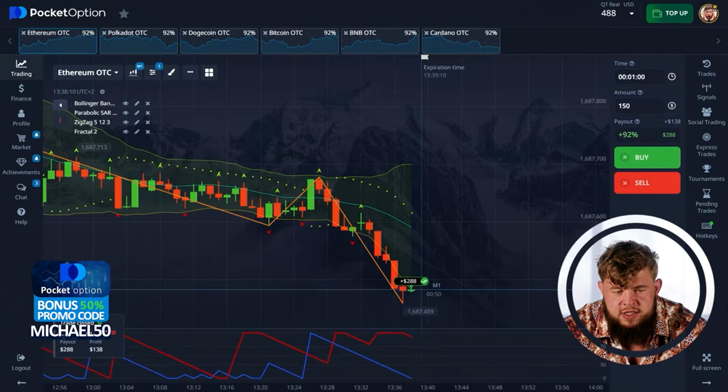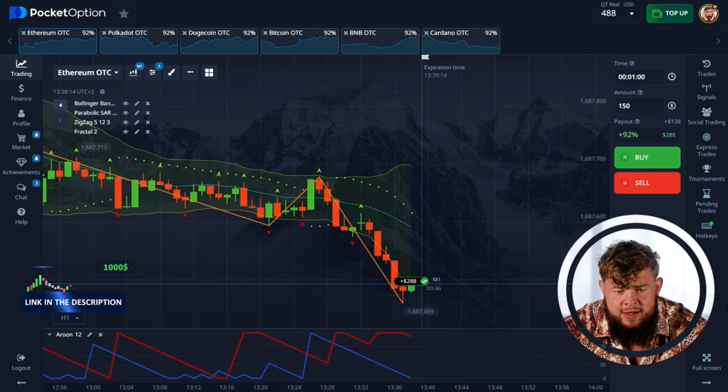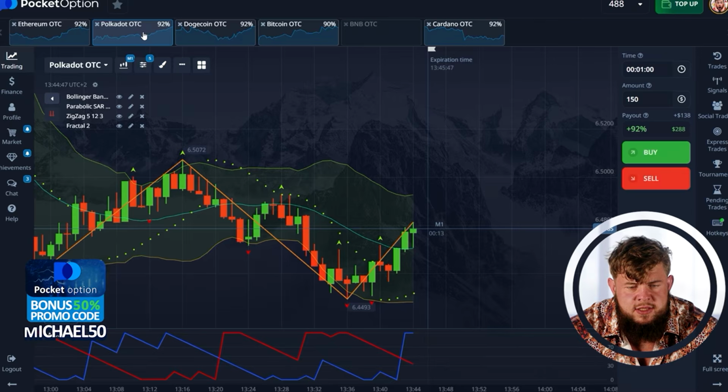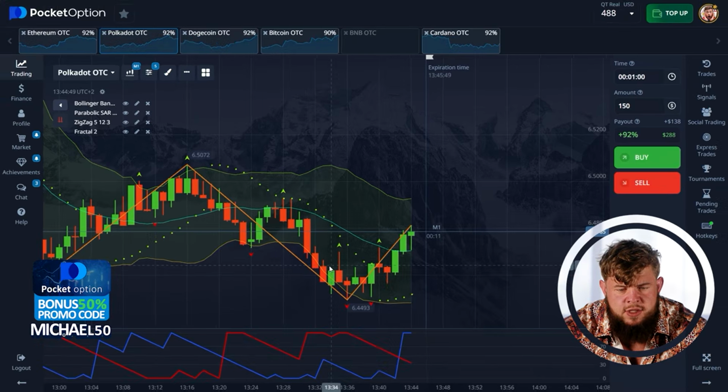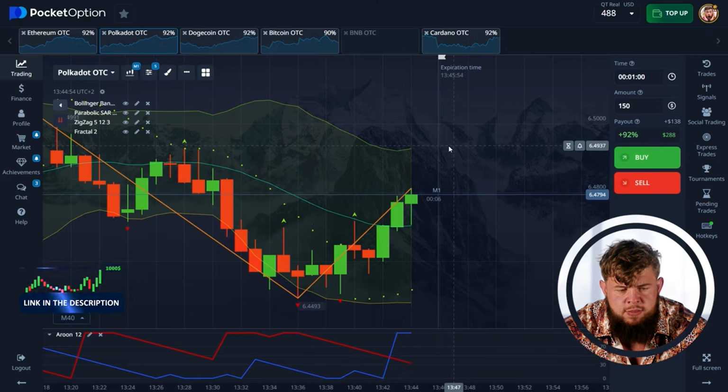Okay, so the first trade is profitable, and we have around $488 on the account. Let's move forward. So let's check the second currency pair for today's trading session. Just give me several seconds. This is Polkadot.